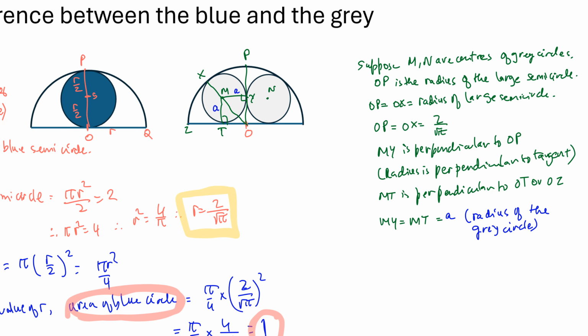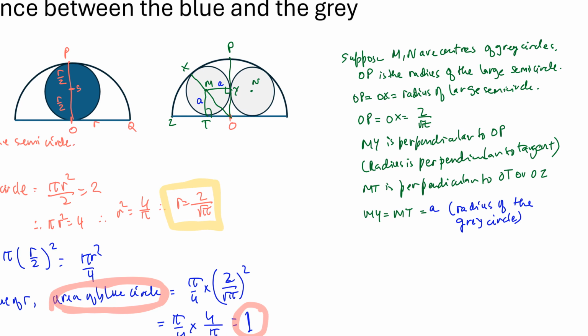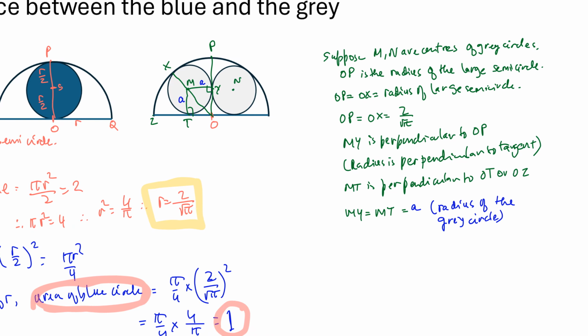So then what am I doing? What I'm trying to find is A, the radius, in terms of the radius of the semicircle. If I can find that, then I can go on and find the area. So MY is MT, and that is A, and OX is 2 over root pi. So I can say that OT is also A, and OY is A, which would make MYOT a square.